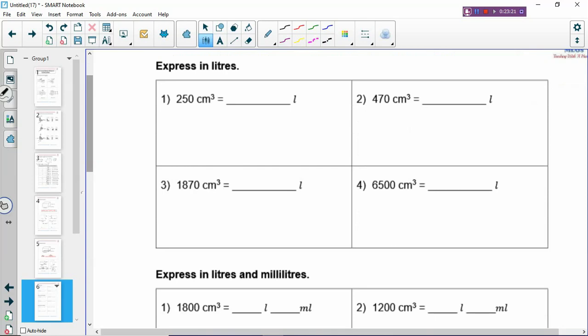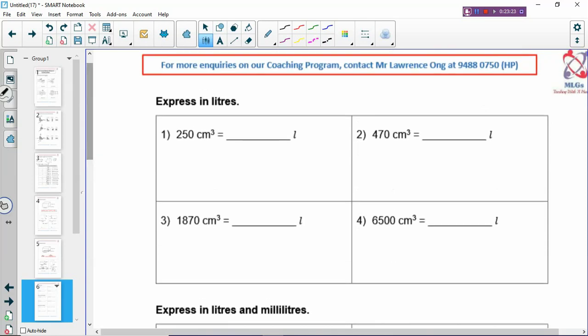Now first of all, before we start on this part of the lesson, you have to understand that 1 liter is 1,000 milliliters, which is what you learn in primary 3. And 1 liter can also be equal to 1,000 cm cube. This is what you learn in primary 5. Primary 3, you learn 1 liter is 1,000 ml. Primary 5, 1 liter is now 1,000 cm cube. And not only that, 1 ml is also the same as 1 cm cube. Okay, so this is what you need to remember.